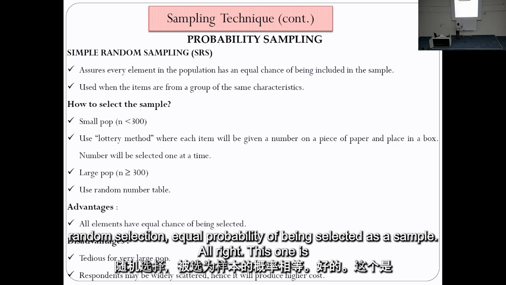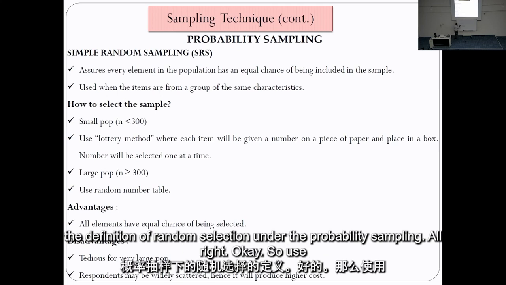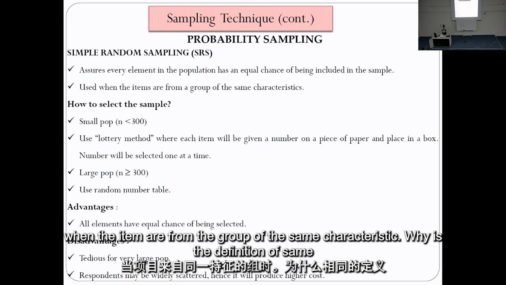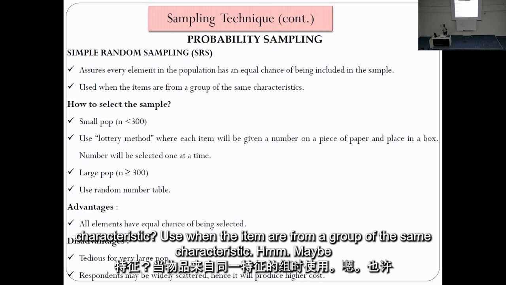Equal probability of being selected as a sample. This is the definition of random selection under probability sampling. It is used when the items are from a group of the same characteristic. What is the definition of same characteristic? Used when the items are from a group of the same characteristic.